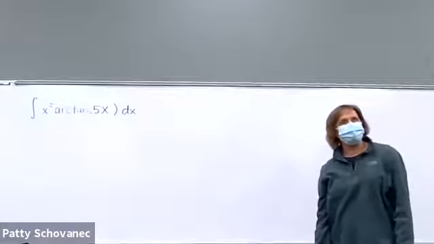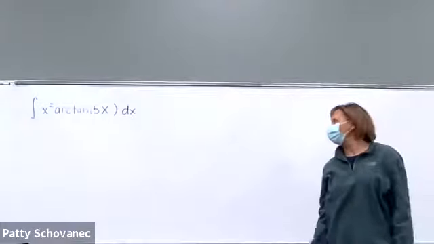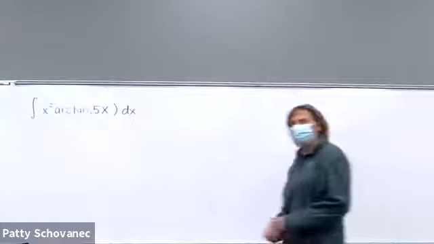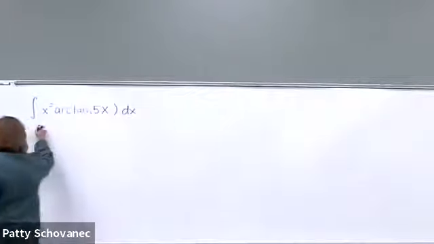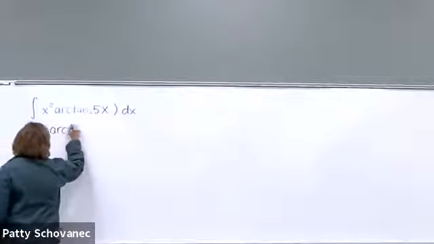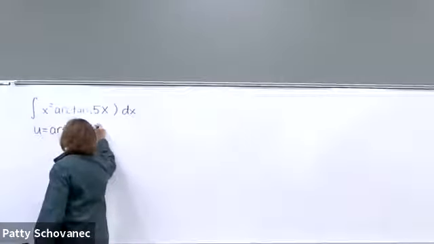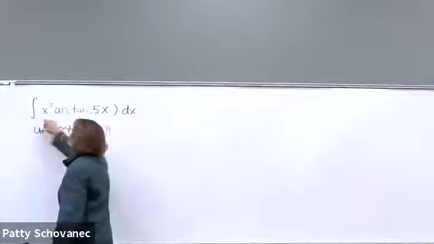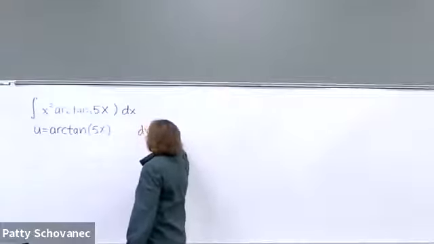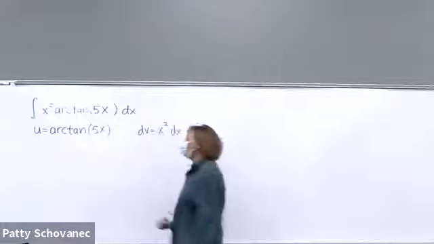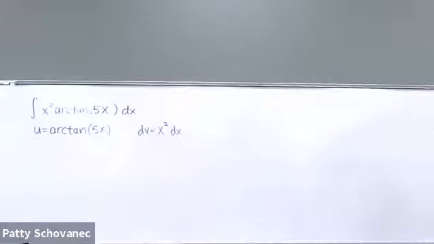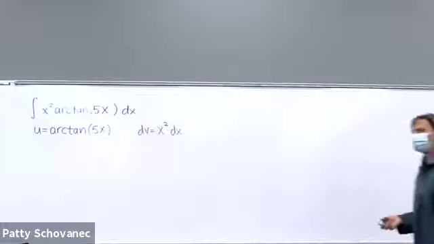And since we don't have an integral of the arctangent, we pick the u term to be that second one. And that leaves dv to be the x squared term. So we take the derivative of the u and the integral of the dv.